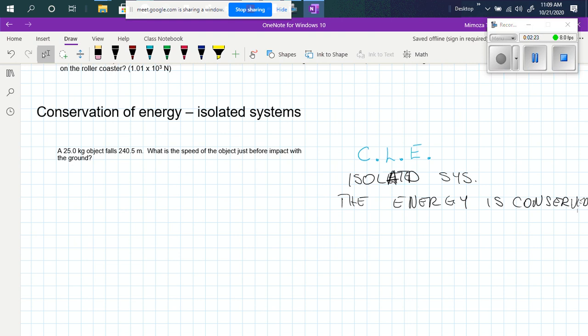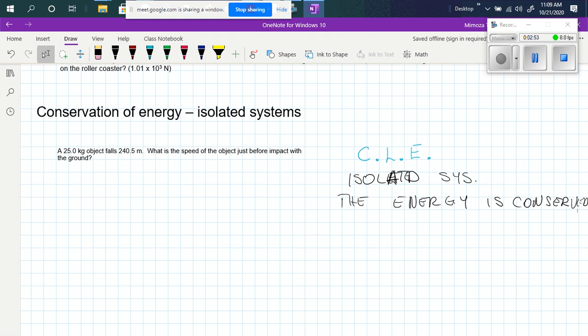But the thing is that an isolated system is a system in which the energy is conserved. So you can go even in the other direction. If the energy is conserved, then the system is isolated. Okay?